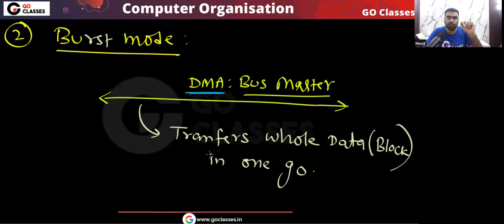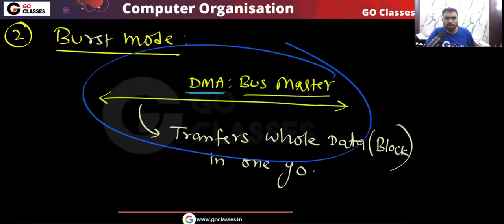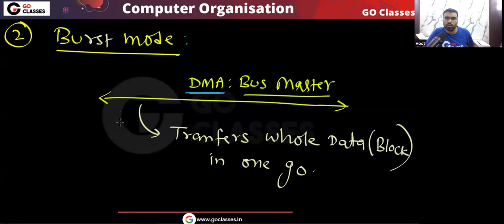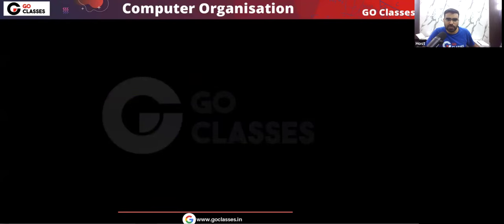So in the burst mode, tell me one more thing, from the data transfer point of view, not from the CPU point of view, which mode is better, cycle stealing mode or burst mode? Tell me how much data you can transfer quickly. Burst mode, definitely, because in the burst mode you can transfer whole data in a single go. But in the cycle stealing mode, you transfer one byte, then one byte, then one byte. So definitely, from the data transfer point of view, burst mode is better.